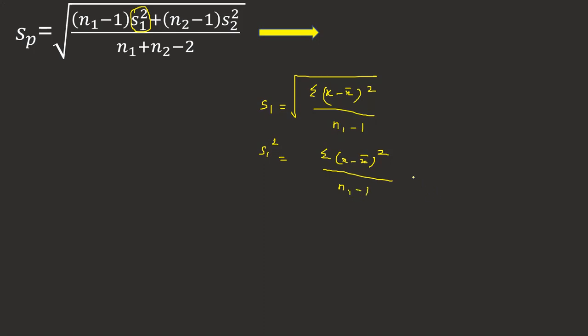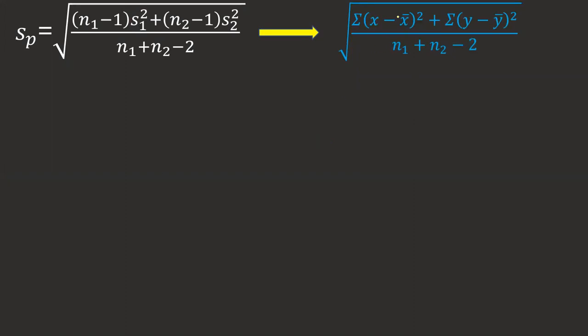Now if I multiply by n1 minus 1, this cancels. So instead of S1 square, I can write this alone. I'm just modifying this formula for me to calculate. So instead of S1 square, this formula is converted into this for me to calculate it.